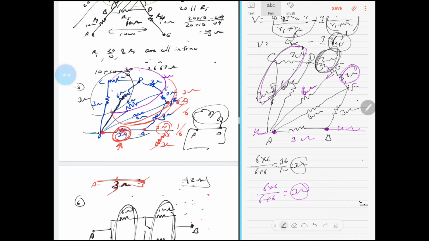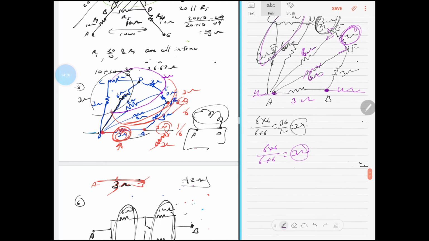And that 6 ohms and this 6 ohms is going to be in parallel because it's getting split. So again I'll get another 3 ohms. And this 3 ohms and this 3 ohms will be in series. So together in that case it will become 3 plus 3, 6 ohms. And that 6 ohms till here and this 3 ohms are going to be in parallel.